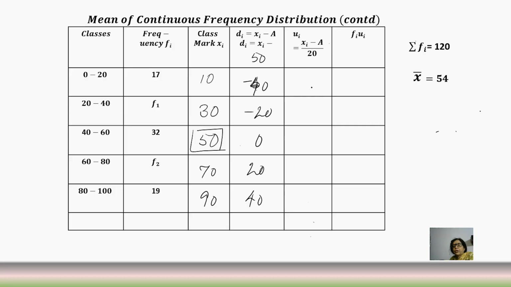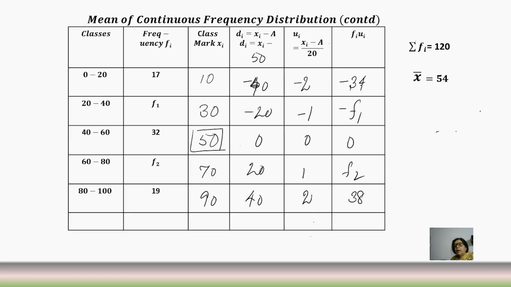Next, in the next column, we'll divide each of these deviations by the class interval, that is 20. So we'll get minus 2, here we'll get minus 1, here we'll get 0, here we'll get 1 and here we'll get 2. In the next column, we'll write down the product of the frequency and the deviations divided by the class interval. So we get minus 34, we get minus f1, this is 0, this is f2 and this is 38.